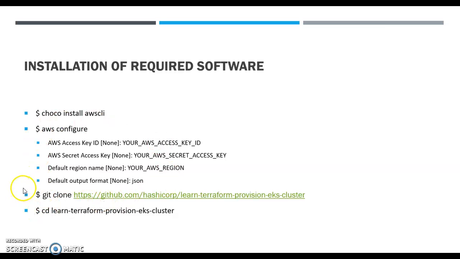And once we do that, we have to git clone the repository wherein our EKS cluster Terraform provider and Terraform code will be there. So we have to git clone this Terraform provider code using git clone, and the URL is given here, through which we can download the learn-terraform-provision-eks-cluster. Then you can go to that particular folder using the cd change directory command, to the folder where we downloaded the code.